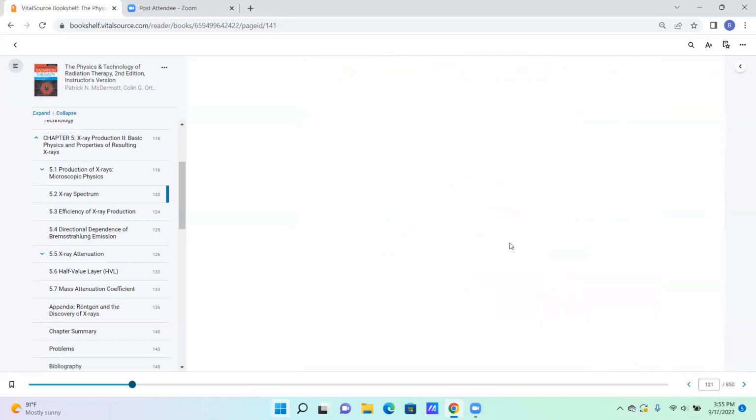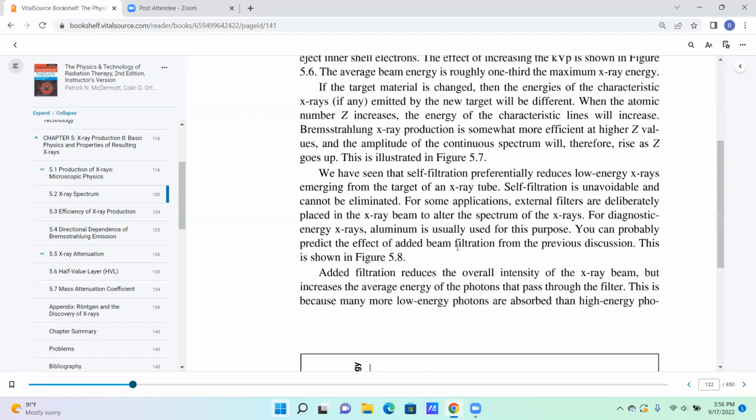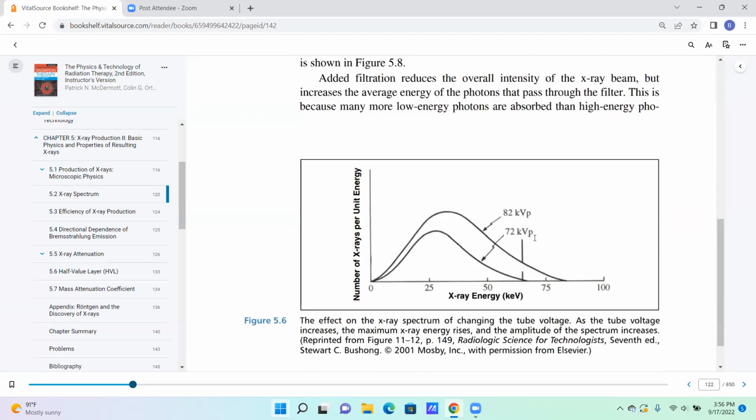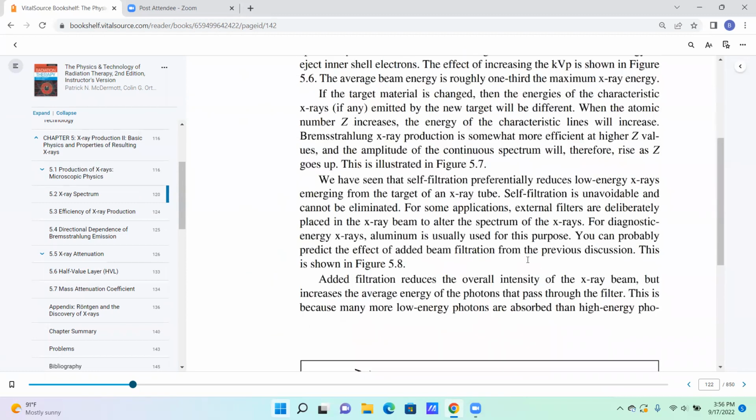Let's just go back and look at it. The X and the Y axes are the same. So rather than change the current, in this particular case, we're going to change the voltage, or the kilovolts peak. And when you do that, what do you notice? As that goes up, you're noticing that the X-ray energy actually begins to broaden out. You're seeing the peak also increase as well. And that's what that graph is trying to tell you.